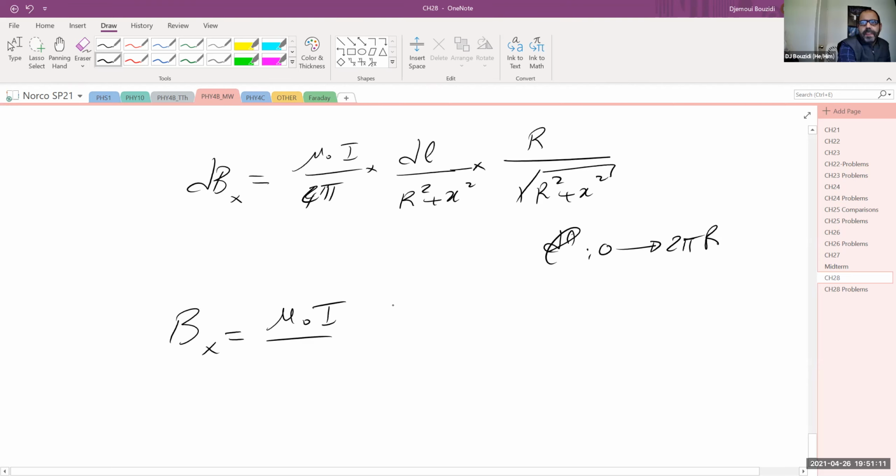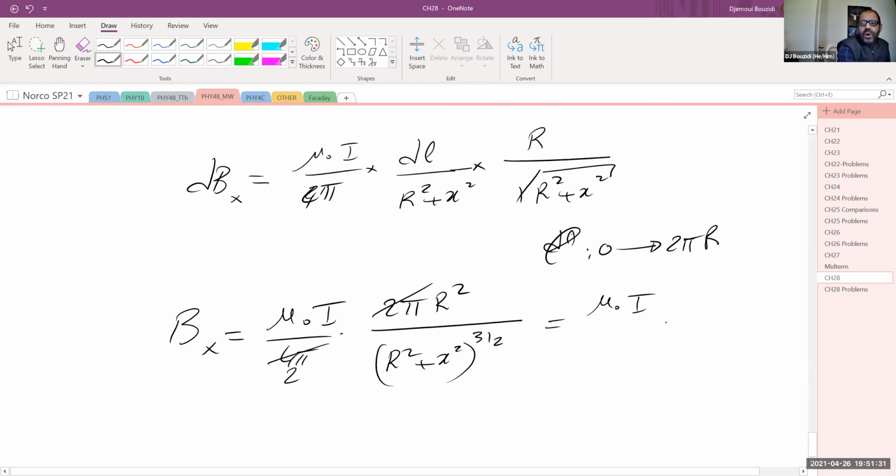It's mu naught I over 4 pi times 2 pi times r squared over the combination of this r squared plus x squared times r square root, which is simply r squared plus x squared, the whole thing to the power 3/2. Cancel the 2 pi with a 4 pi, and you'll be left with mu naught I over 2 times r squared over r squared plus x squared to the power 3/2.